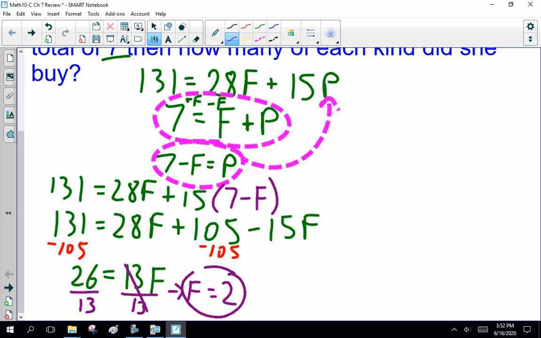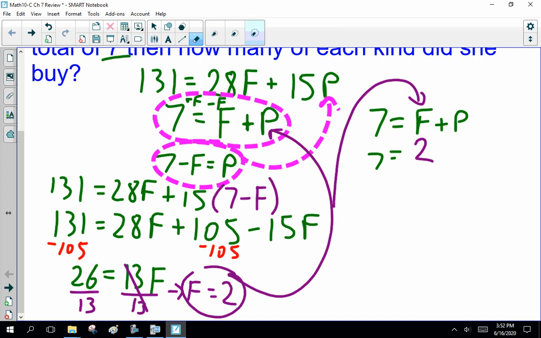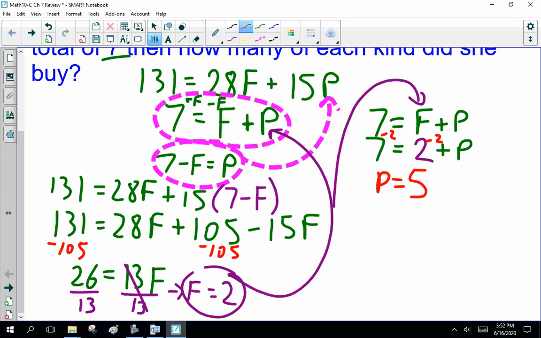So plug that back in, and I'm going to go to the simpler equation. 7 equals f plus p, but every time I see f, I replace it with 2. Make that a little neater, Mr. Sutton. You do insist students be neat. 7 equals 2 plus p. How do I get rid of plus 2? Subtract 2 from both sides, so p equals 5. She bought 5 plain shirts and 2 fancy shirts.